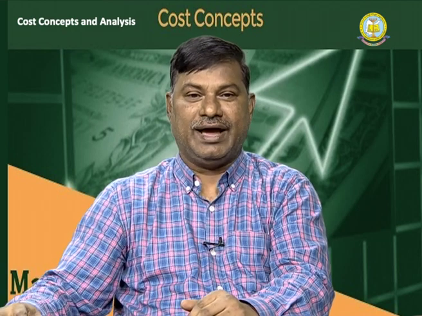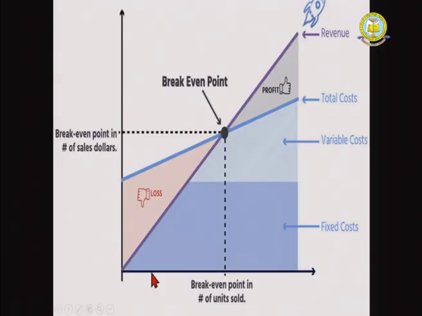Now, graphically, if you present it, it looks like this. You have the output on the x-axis, and you have the revenue and cost on the y-axis. So, this is the total revenue curve and this is the total cost curve. The total cost curve overtakes the total revenue curve at this point. Below this point, you see loss, and above this point, you see the profit.